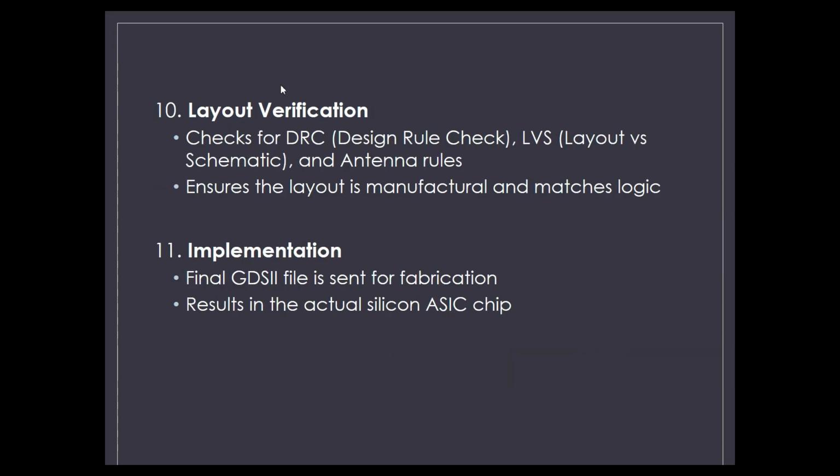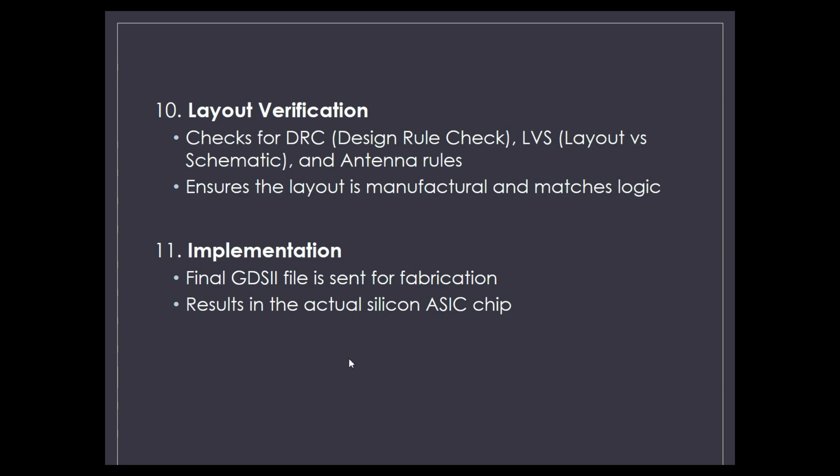After the layout has been designed, the layout verification takes place. Checks for DRC, design rule check, layout versus schematic, and antenna rules are made sure that they are all being followed. This ensures that the layout is manufacturable and matches the logic. And the last step, once we are done with all the verification, whether it's at functional level, gate level, or layout verification, then the final GDS file is sent for fabrication. And that results in an actual silicon ASIC chip.